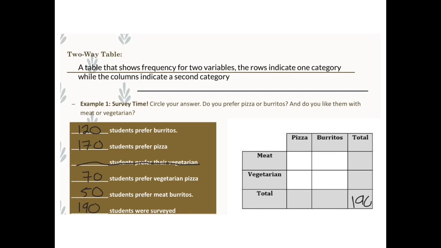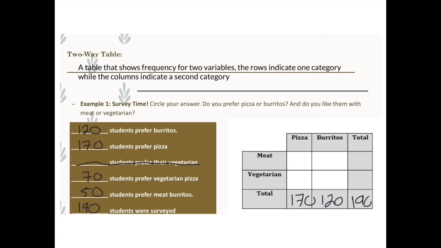Okay, then we have the total number of burritos, which was 120. That's going to go down here. And the total number of pizzas was 170, so that is going to go here. So we can see so far the outside is always going to be our totals. We know pizza is this first column, so the total pizza is at the bottom. Burritos is the second column, so the total burritos is at the bottom as well. And then again, this corner is the total number of people.